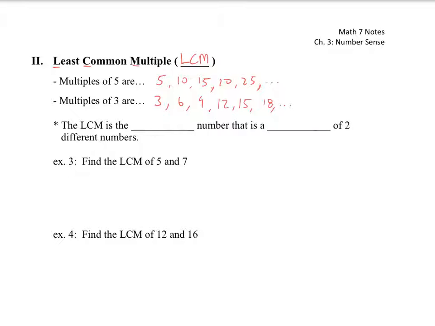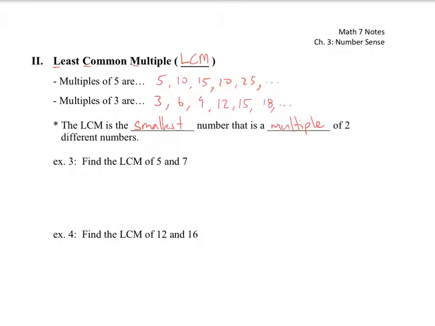The biggest mistake I see a lot of times is when I ask for the least common multiple, they'll find factors. When I ask for factors, they'll find multiples, right? So just keep in mind that multiples are going to be bigger numbers. Factors, you're going to have numbers that fit inside. So least common multiple, least being smallest, is the smallest number that is a multiple of 2 different numbers.